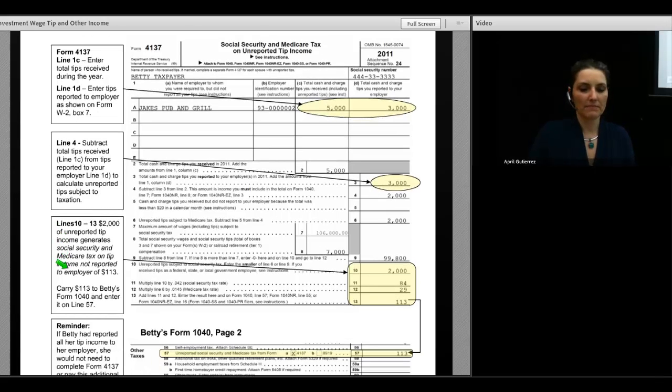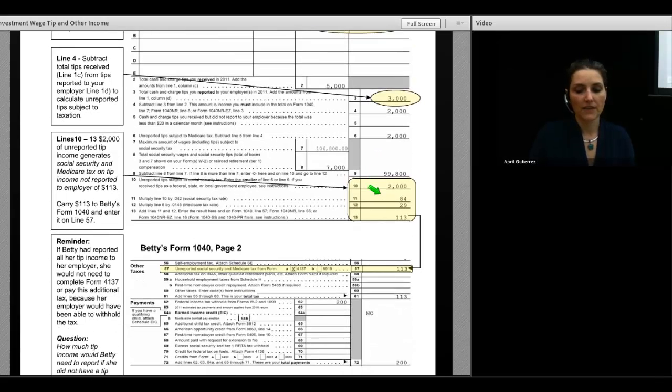So Betty works for Jake's Pub and Grill. And the total cash and charge tips that she received for the year, that she can prove she received for the year because she kept a tip log, is $5,000. And how much did she report to her employer? She reported $3,000. 5 minus 3 equals 2.